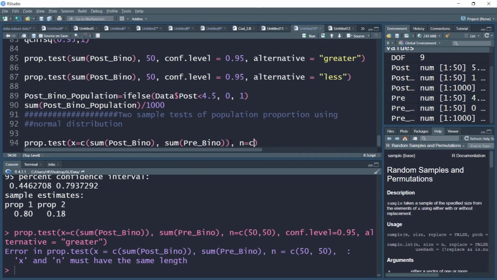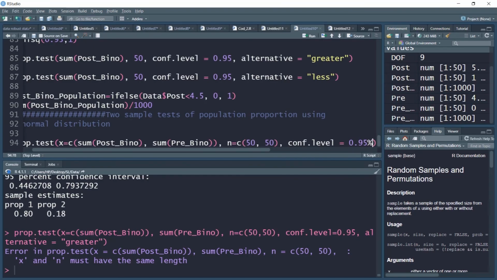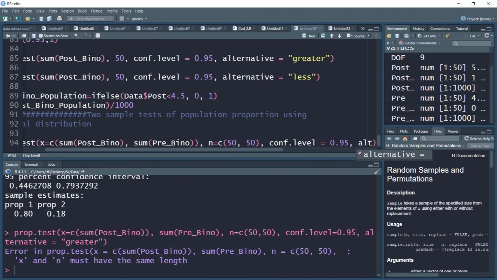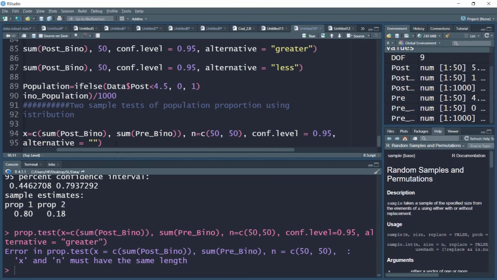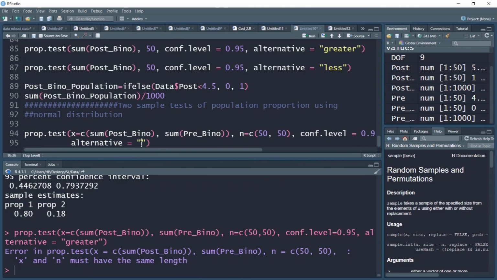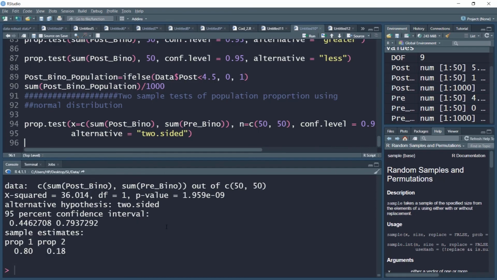next is sample size, which is 50 for both the samples. Then we have confidence interval as 95%, and we'll provide alternative hypothesis as two-sided. So essentially we are testing here that the proportion of detractors and promoters is the same across both the populations using the data from sample. So if I run this command, please notice that the p-value is very small.